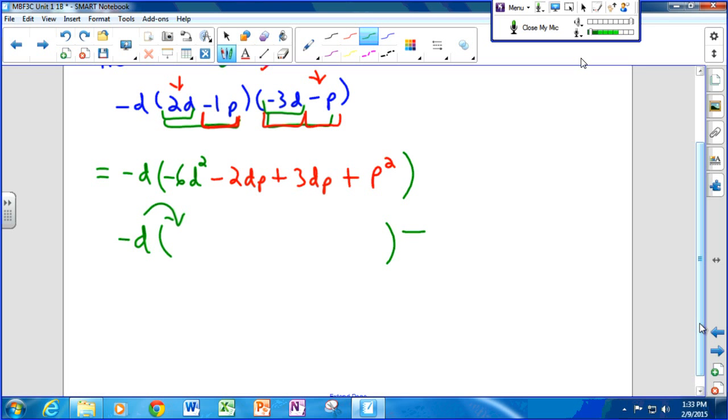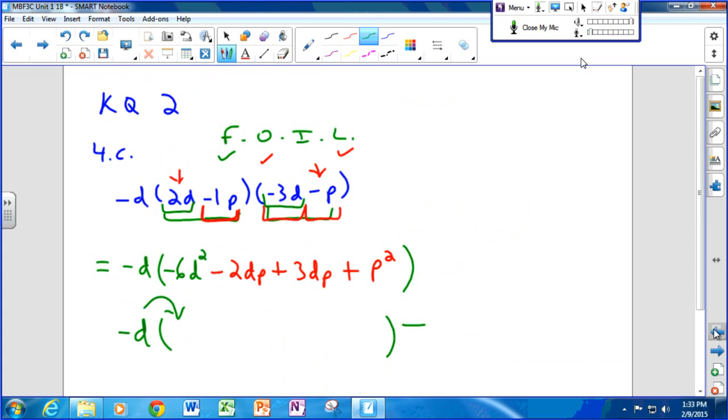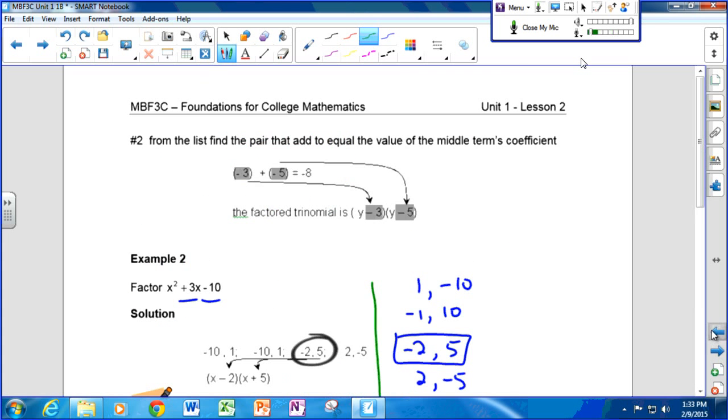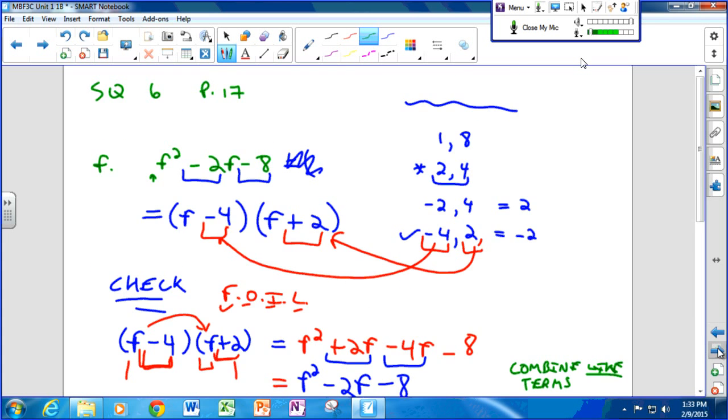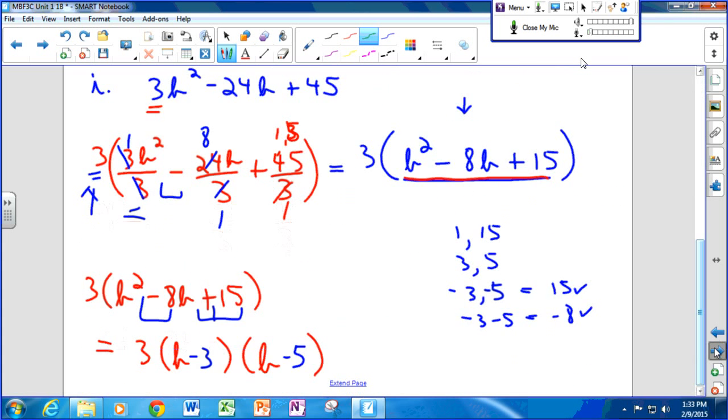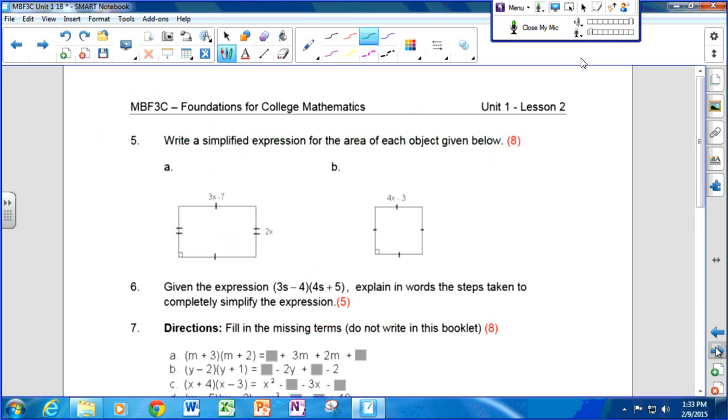Okay. So the other one I'm going to look at here is question 5. These are the key questions. So this is page 18 of Unit 2, key question 5. Again, this is not really something that they did when you were in the unit. So it says, write a simplified expression for the area of each object given below, right?